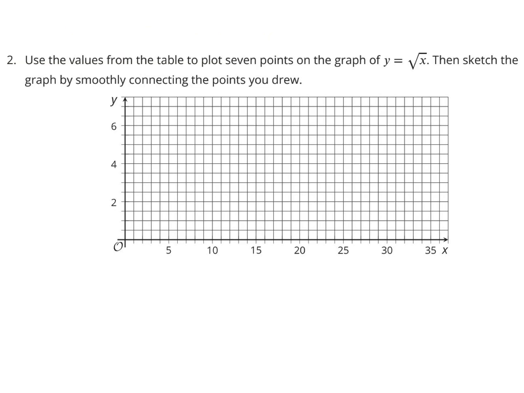Okay, now they want us to plot the square root of x. The square root of x makes a funny curve. So at 4 is 2. At 1 is 1. 0, 0. 4 is 16. 5 is 25. 6 is 36. So when you take the square root of x, you get a curve that looks like that. And this is why when you take the square root, we only take the square roots of positive numbers for now.